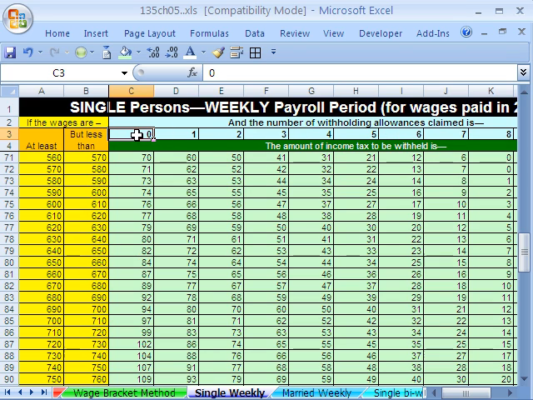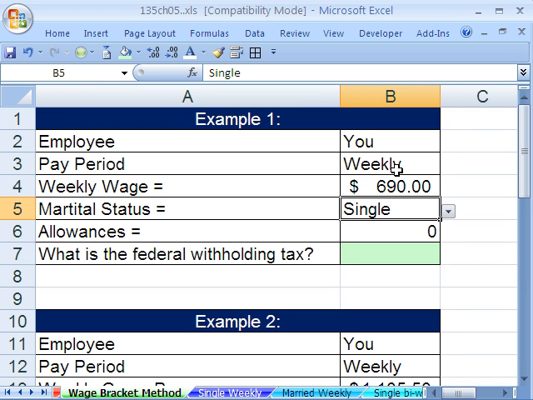You got to look up 4 and then some amount here, and the intersection of those two will tell us the tax. Let's go back here and see if we can do it weekly, single, so we got the right table. 690 and 0 allowances. So we're going to go over here. The first trick is to find the 690.